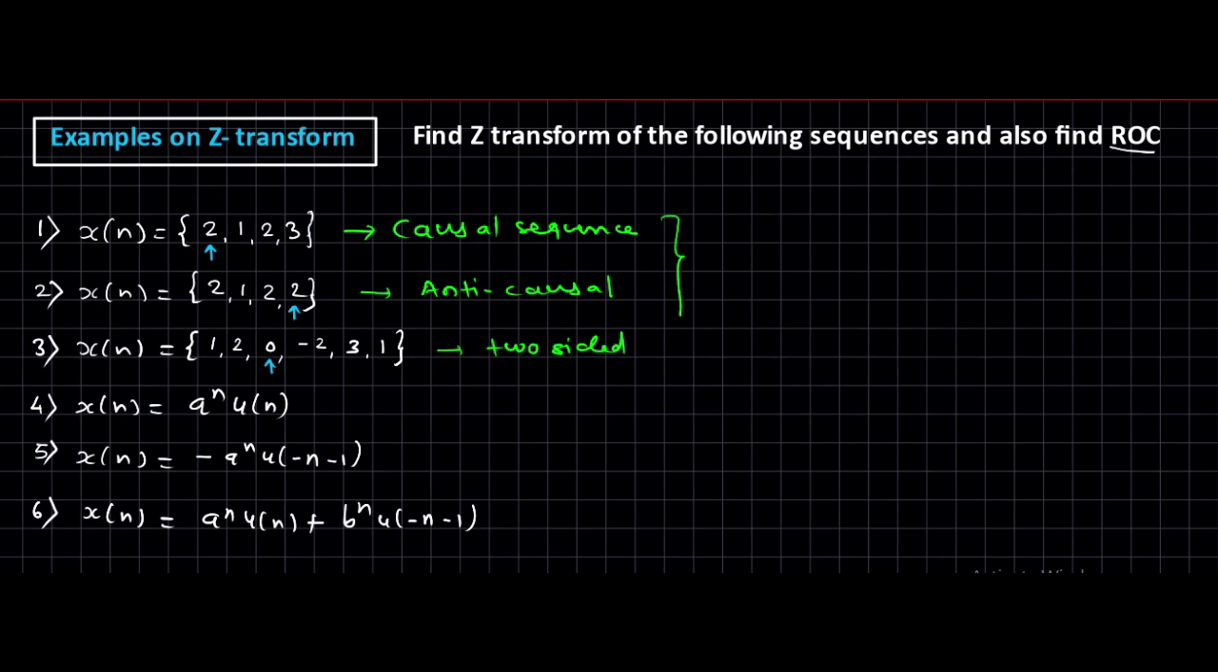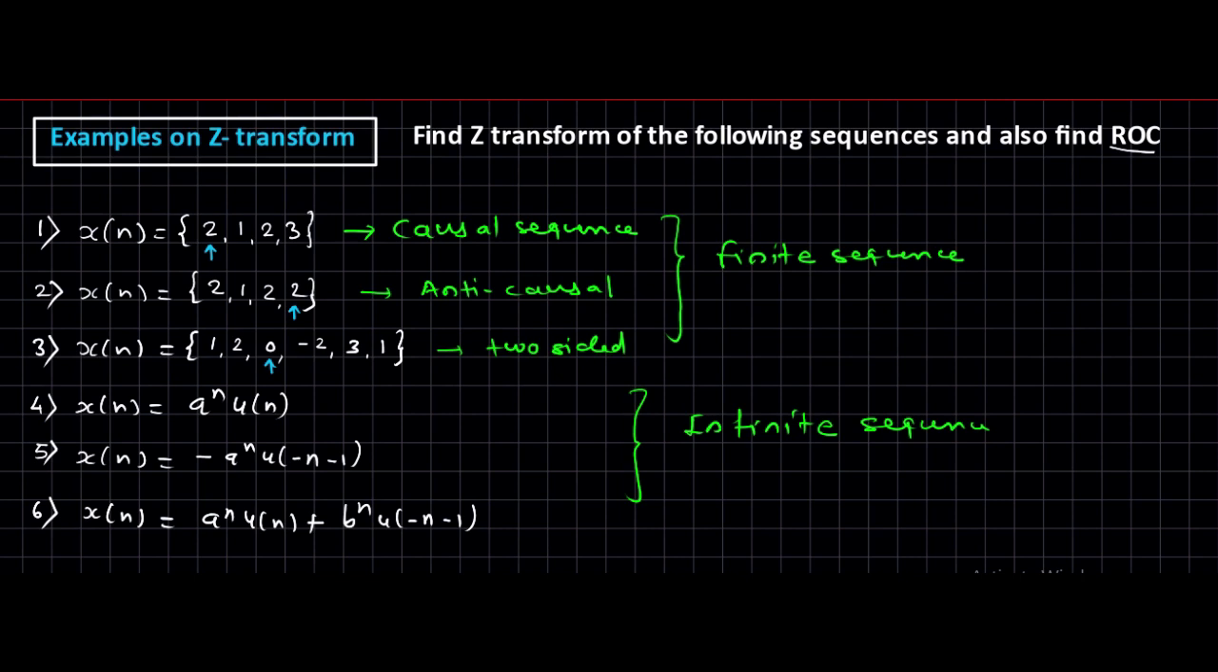And these sequences are finite sequences. Okay, so a fixed number of x of n values are given at different indices and we can count them. These are finite sequences, and these three are again causal, anti-causal, and two-sided, but these are infinite sequences. As a raised to n is given, b raised to n is given, these are the infinite sequences.